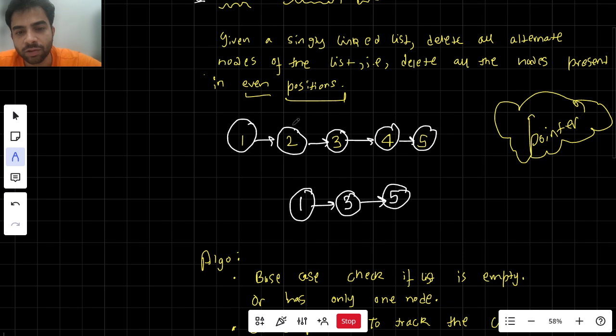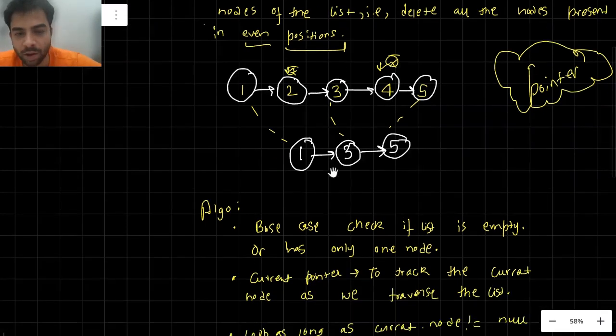If I start with 0, this is at my even position. This is my second position. 4 is also an even position. So these two values should be deleted. If I delete, what I am left with is 1, 3, and 5. That's all about today's particular problem statement.